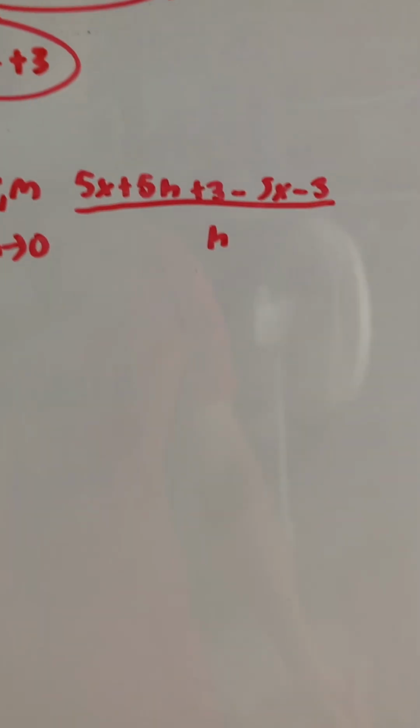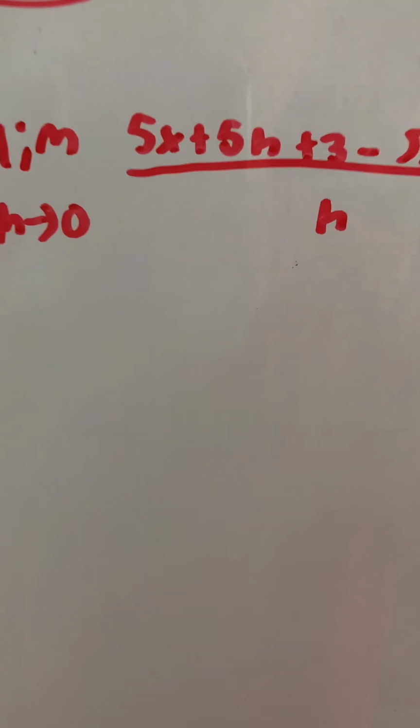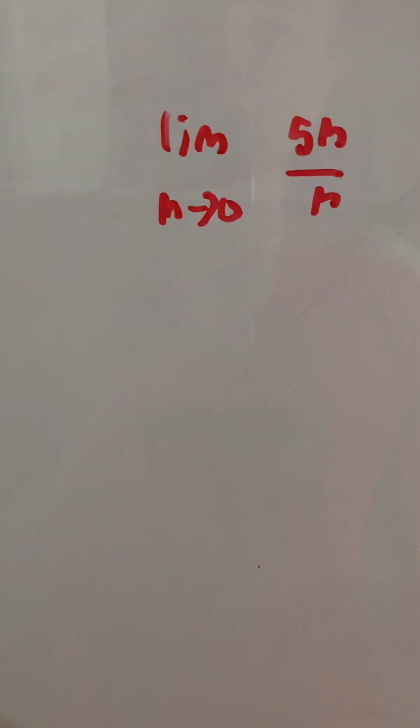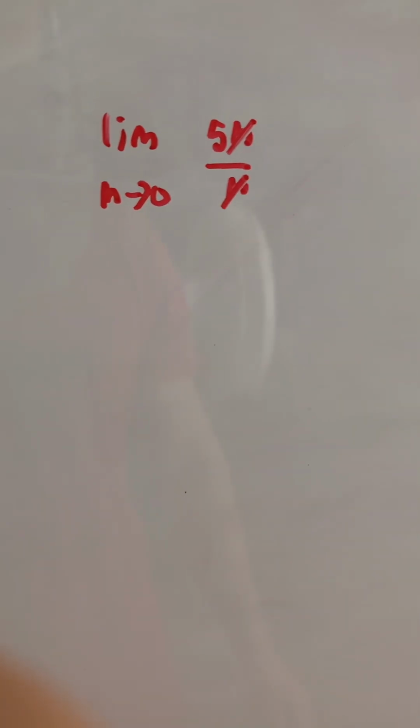Now I can cross out some terms. I have a positive 5x and a negative 5x, so I'll cross those out. I have a positive 3 and a negative 3, so I can cross those out. I'm left with the limit as h approaches 0 of 5h over h. Notice that if I plug in the limit now, it would still be undefined. But a property of algebra we can use is that we can cross out the h terms. Make sure you write the limit every time you do these, because when professors ask you to show your work, you want to make sure you're doing it right. So the actual derivative of this whole thing turns out to be 5.